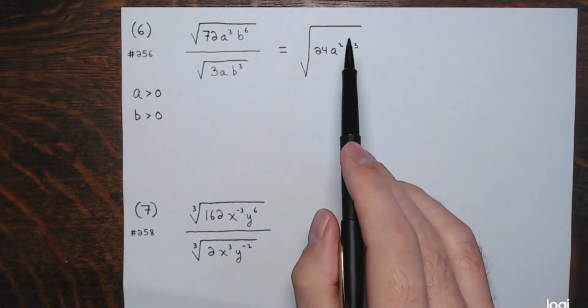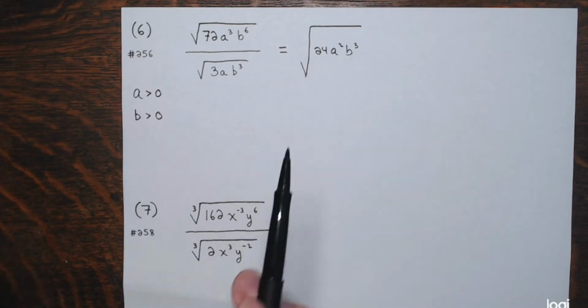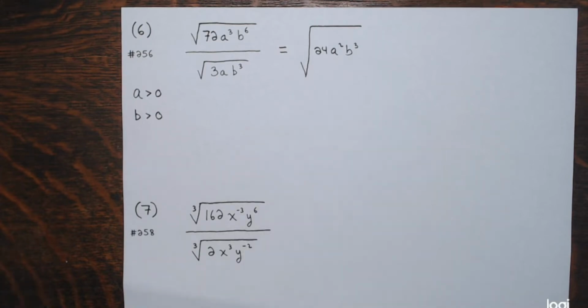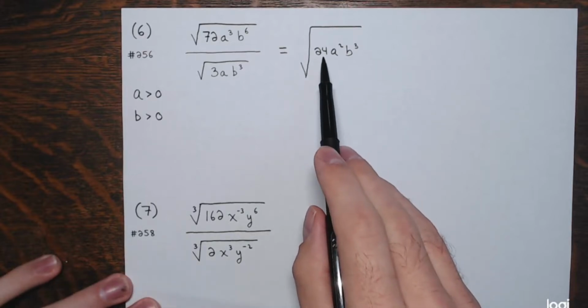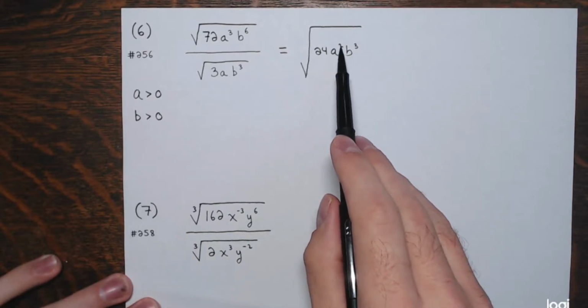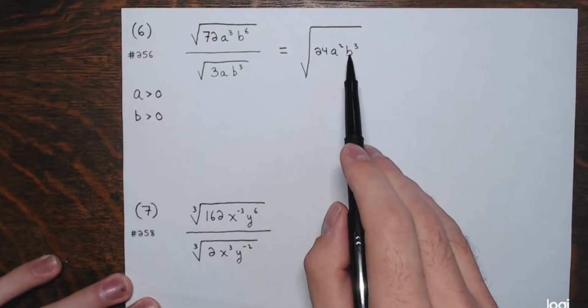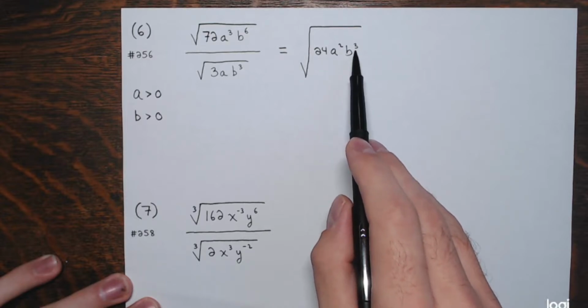Now finally, right, in all the parts of the first 5 questions, we ended up with perfect squares for square roots and perfect cubes for cube roots, but now we're not. 24 is not a perfect square. A squared is, right, obviously its power is a multiple of 2. But b cubed is not a perfect square, right? The power is not a multiple of 2. So we have to break this up.